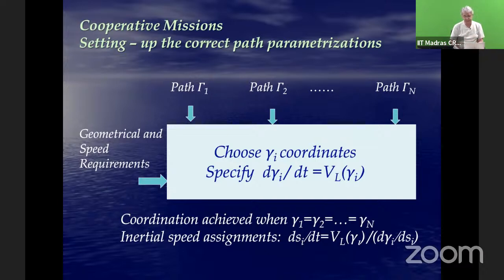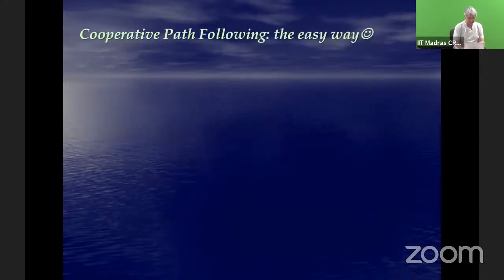So consensus problem is when you have certain dynamical systems and you want all of the variables to reach exactly the same value, or identical values. And this is what you want. You want the gammas to be exactly equal and to go at a certain desired speed. That's cooperative path following.